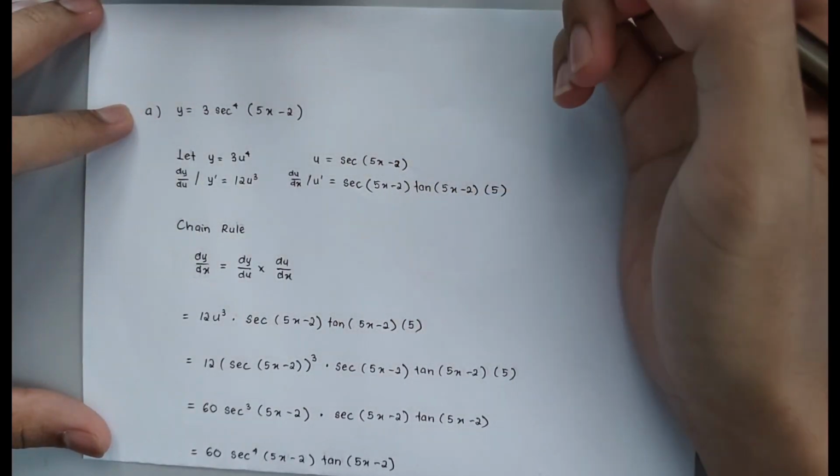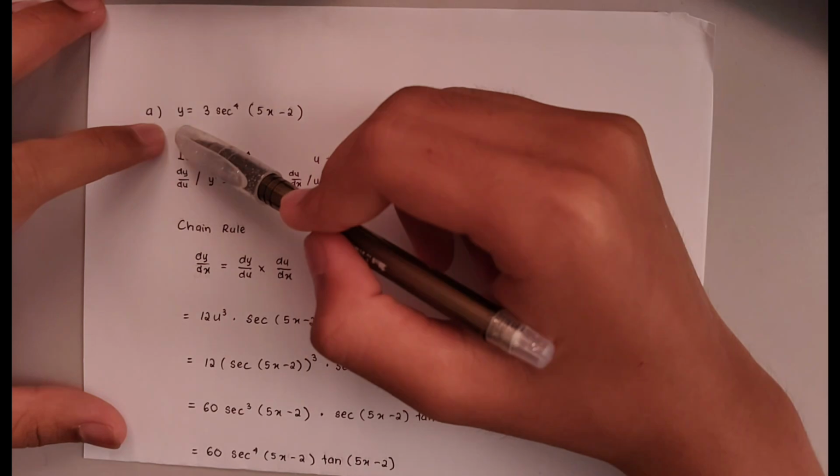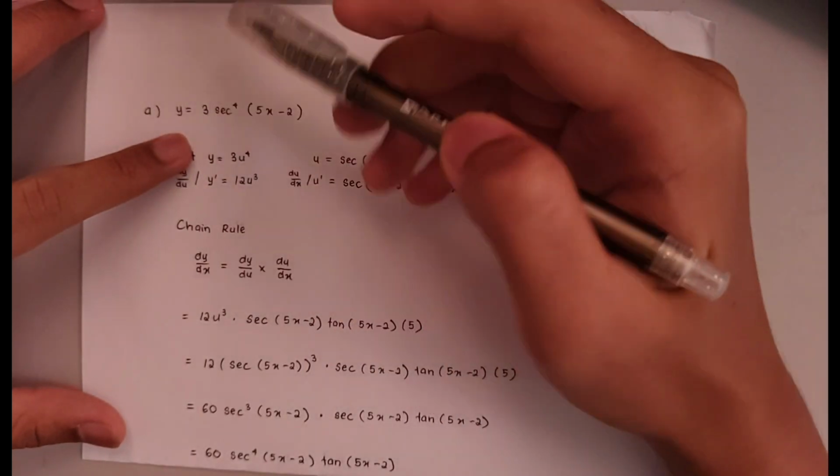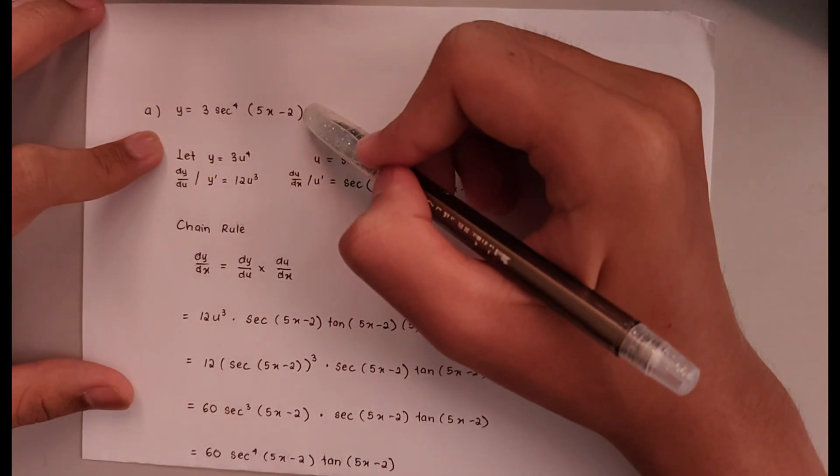Now I will teach how to solve question 2a. The question is y equals 3 sec to the power of 4 in the bracket 5x minus 2. In order to differentiate this question, we use the chain rule.